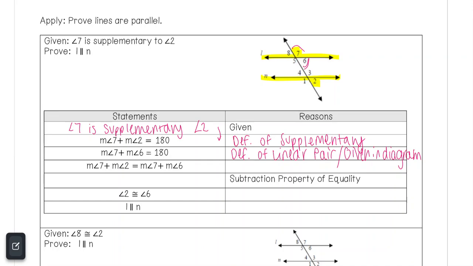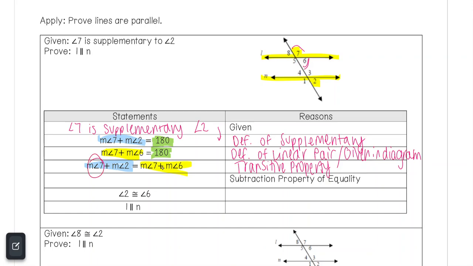So then looking at the next line, I see that I've made kind of a big jump here. I'm going from measure of angle 7 plus measure of angle 2, and I'm setting it equal to the measure of angle 7 plus the measure of angle 6, right? And the thing that's connecting them above is that 180 degrees. So what we're really using right here is an example of our transitive property. We're saying that because both of those expressions were equal to the same value, then they must be equal to each other. Looking down at the next line, we're missing a statement, but the reason is the subtraction property of equality, meaning we're taking something away from both sides to remain equal.